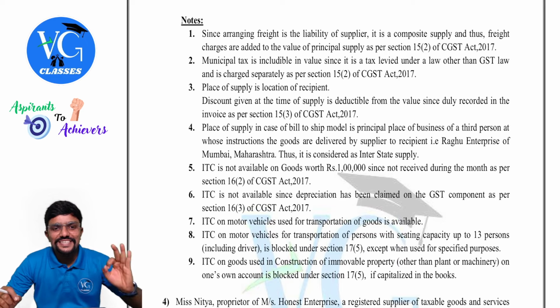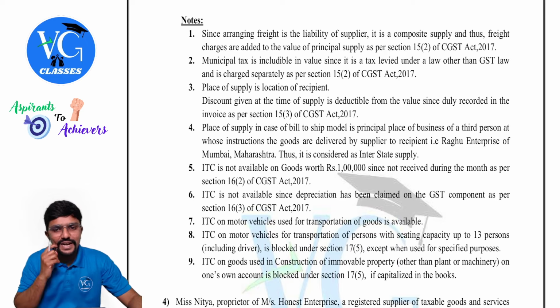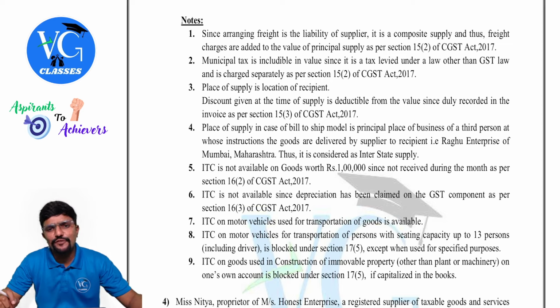No other way. Since arranging freight is the liability of the supplier, it is a composite supply and thus freight charges are added to the value of principal supply as per section 15 subsection 2 of the CGST Act. Should it be included in the value of supply?